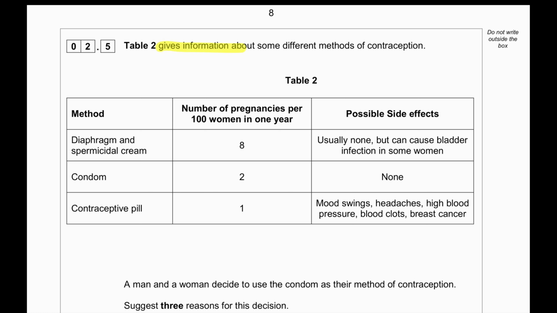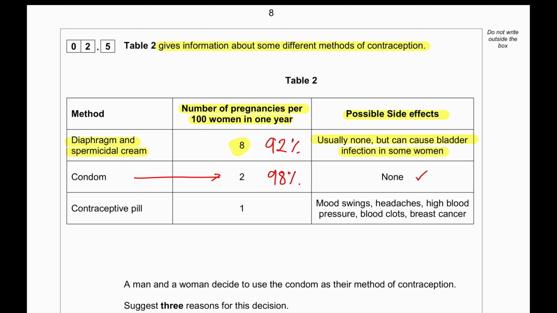Table 2.5 gives information about some different methods of contraception. Method, diaphragm and spermicidal cream. Number of pregnancies per 100 women in 1 year: 8. Possible side effects: usually none, but can cause bladder infection in some women. So you can see diaphragm and spermicidal cream has a 92% efficacy, whereas a condom has only 2 pregnancies per year, meaning 98% efficacy and no possible side effects.